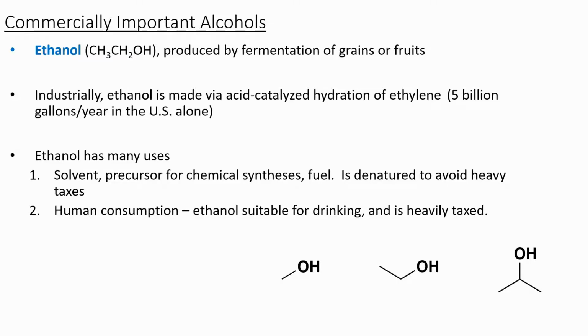So ethanol is produced by the fermentation of grains and fruits, and it's made industrially with the acid catalyzed hydration of ethylene. So we go through 5 billion gallons a year just in the US of ethanol. And it's got several uses as a solvent, as a precursor for chemical syntheses and fuel, which are all similar to methanol, and human consumption. So ethanol is suitable for drinking and heavily taxed.